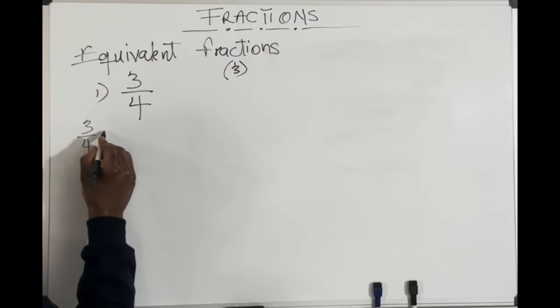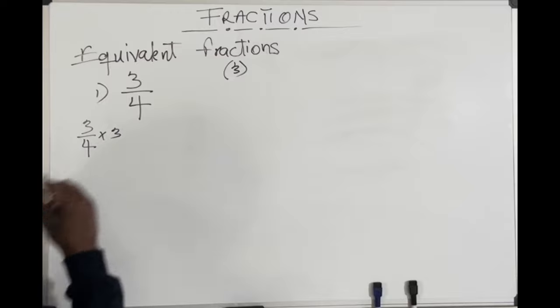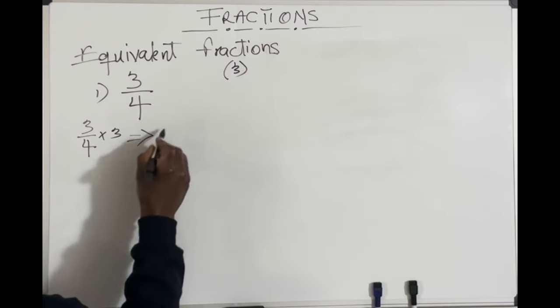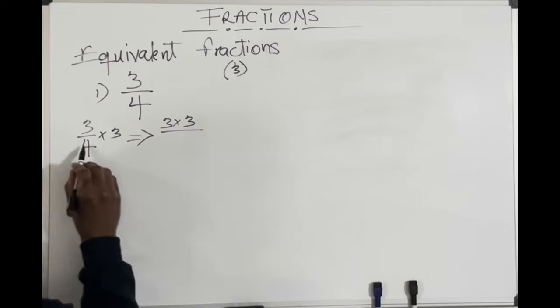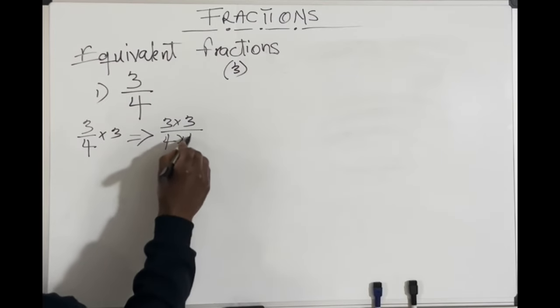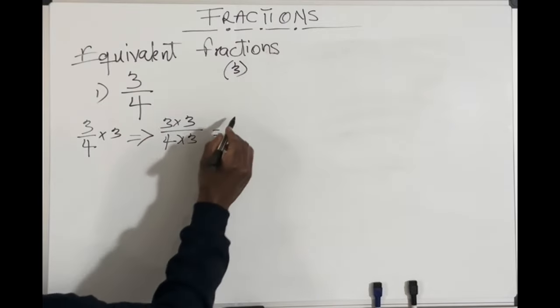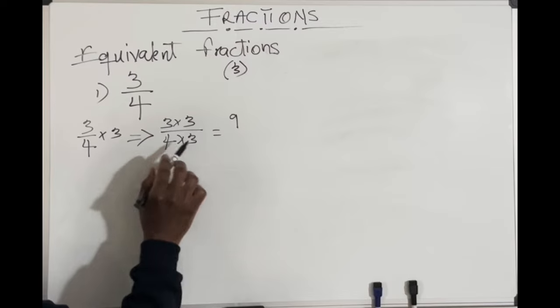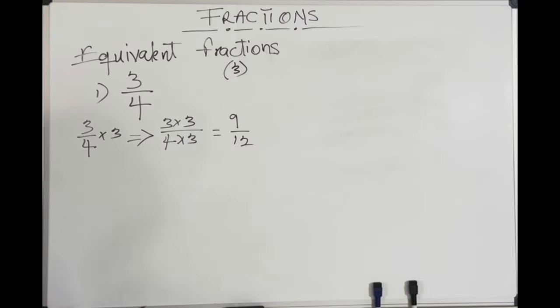3/4. We are multiplying it by what? 3. So 3 times the 3 over 4 times that same number 3. What are we going to get? 3 times 3 is what? 9. 4 times 3 is what? 12. And then we can have another example.